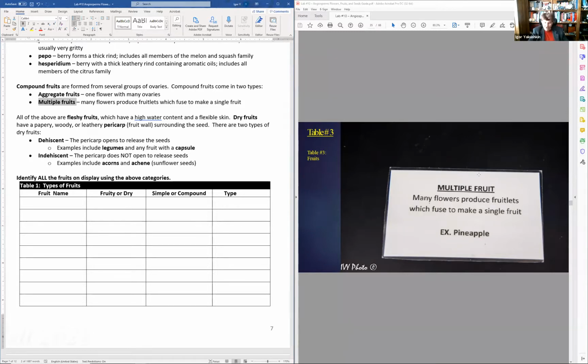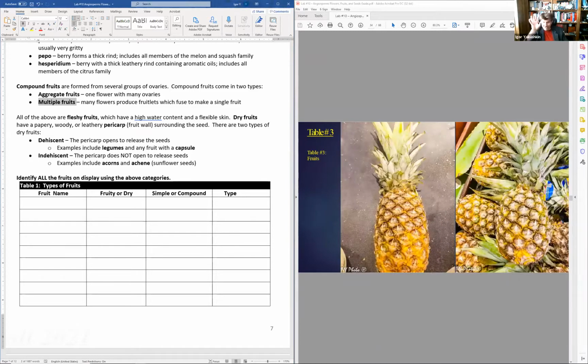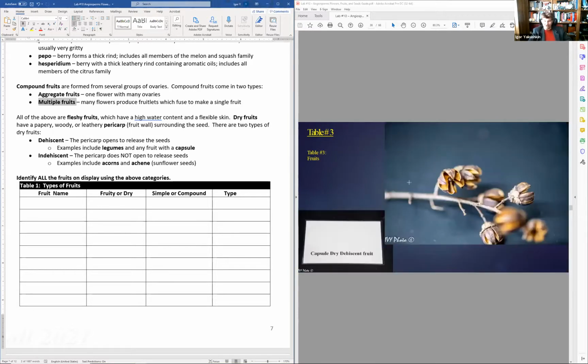Anyway, so you'll see the pineapple. You're saying it's fleshy and it's a multiple fruit. Done. Okay. Now the dry one. Dry, and that's crepe myrtles, of course, from my front yard. Need to cut a couple of those trees down.